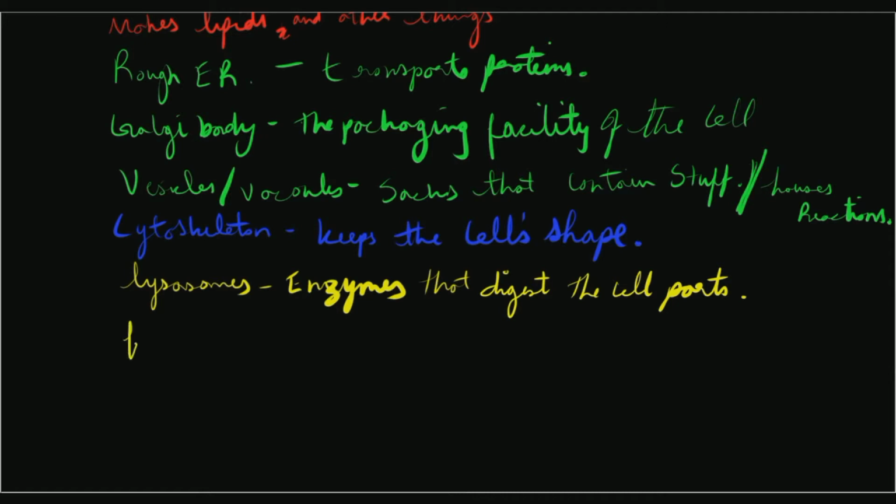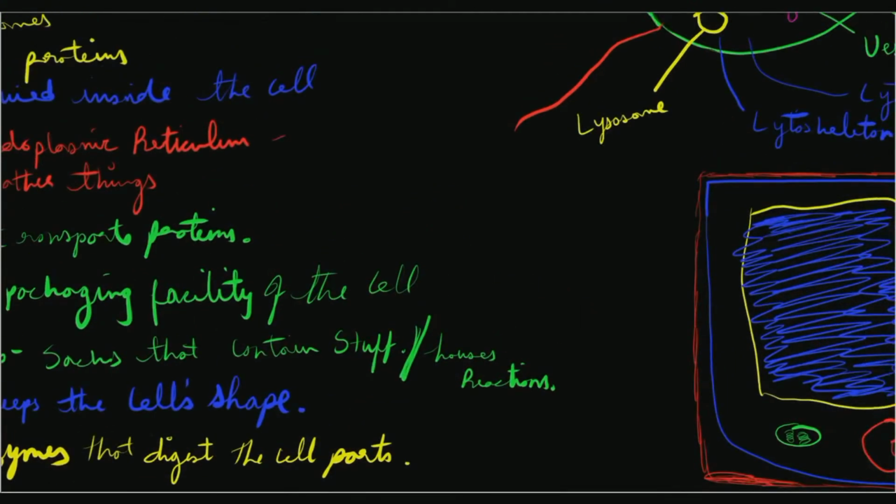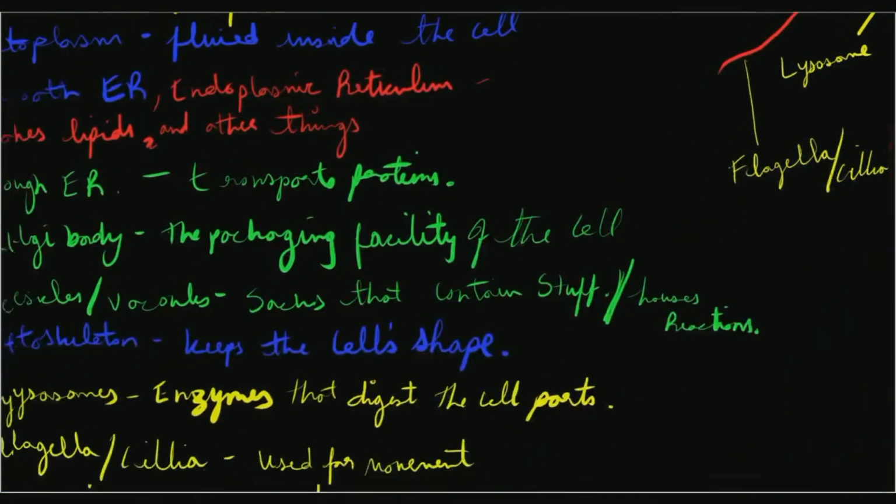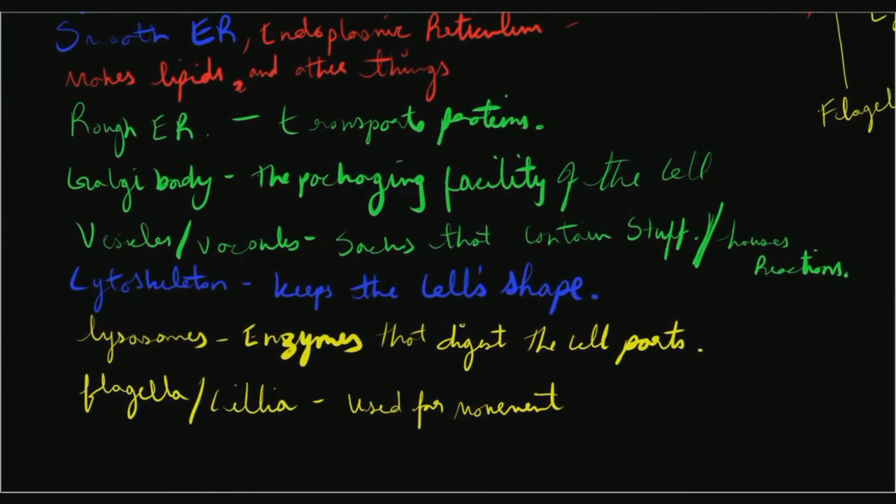Okay, and then we have flagella and cilia. And so these are just structures that are used to move around. And yeah, this red thing was a flagella. It's not something I'm pointing to. Okay. So those are the things that are in both plant cells and animal cells.